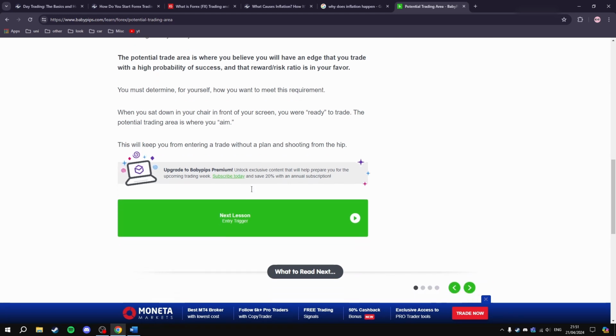The potential trade area is where you believe you will have an edge, that you trade with a high probability of success and that the reward to risk ratio is in your favor. So basically you're coming out with a winning trade.